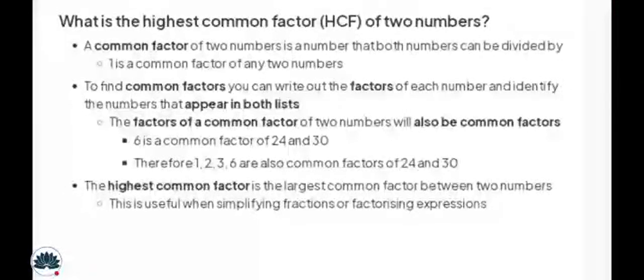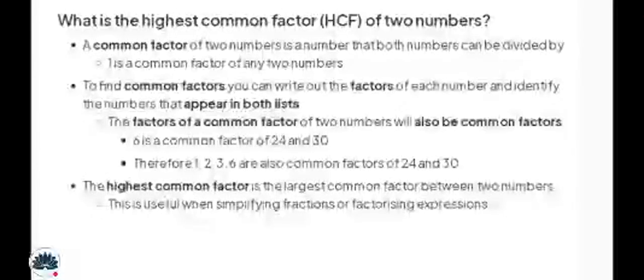What does it mean? That 24 and 30 come in the table of 6. It means that 6 is a common factor of 24 and 30. Therefore 1, 2, 3, 6 are also common factors of 24 and 30. As simple as usual, 2 12s are 24, 3 10s are 30, 6 5s are 30. All right, the highest common factor is the largest common factor between the two numbers.